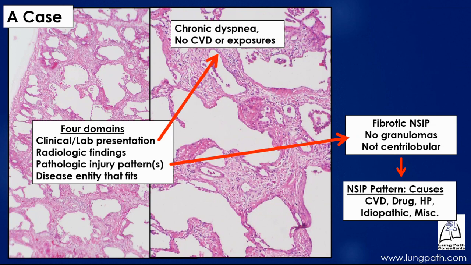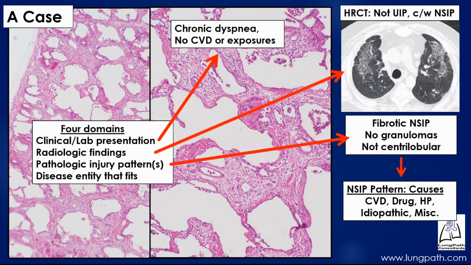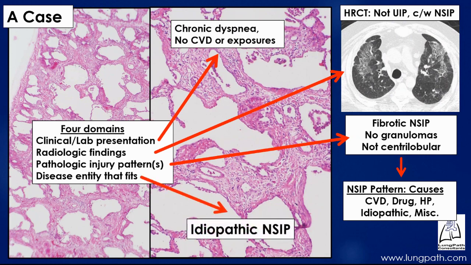Patient has chronic dyspnea, no connective tissue disease, no collagen vascular disease or exposure. Now, the radiologist is a little helpful here. The radiologist says this is not UIP. That's useful information for us in our interpretation. And also says it's consistent with NSIP, because radiologists can identify what they call an NSIP pattern. It's not always right, but it can be a helpful bit of information. So in summary, then, what are we dealing with? The disease entity that fits is idiopathic NSIP, which would probably be the disease entity that you would work out with your clinician as you're discussing this case.